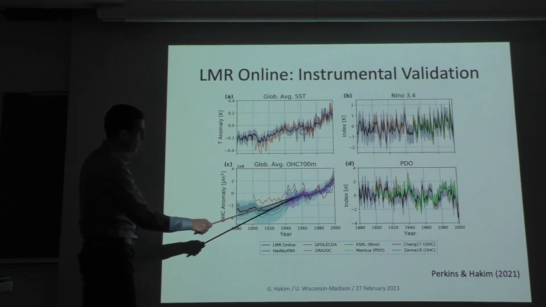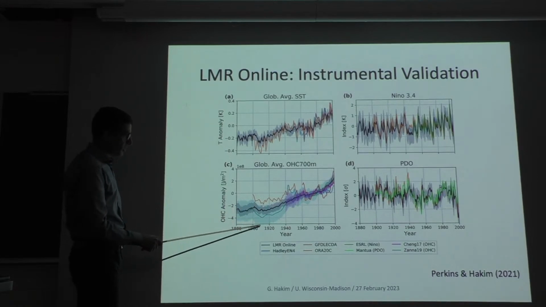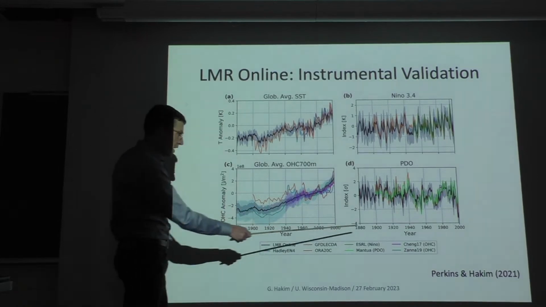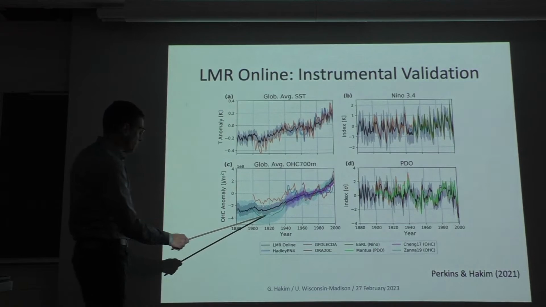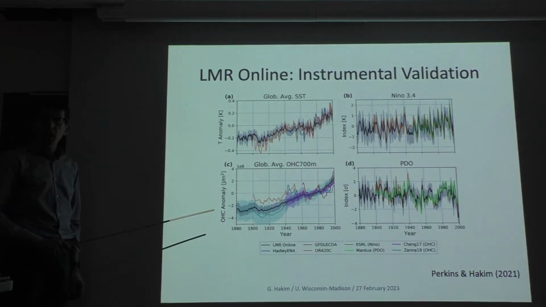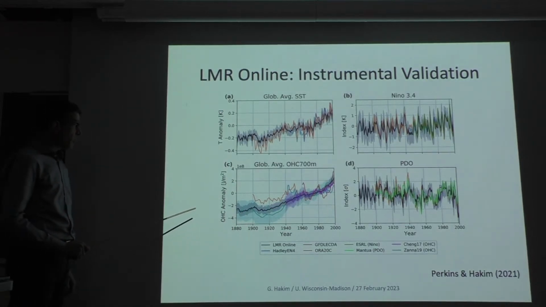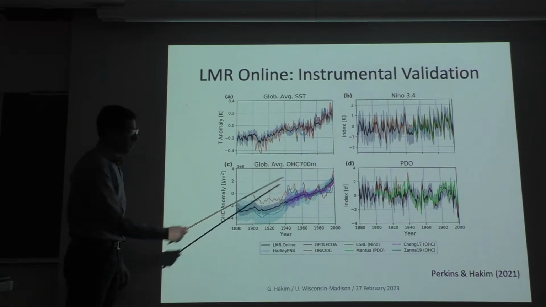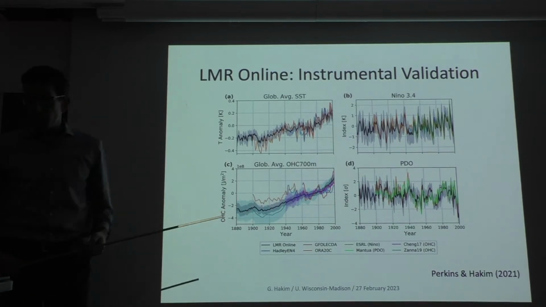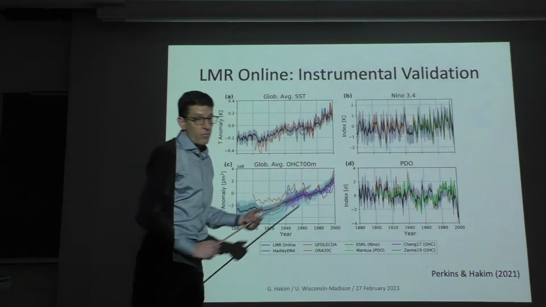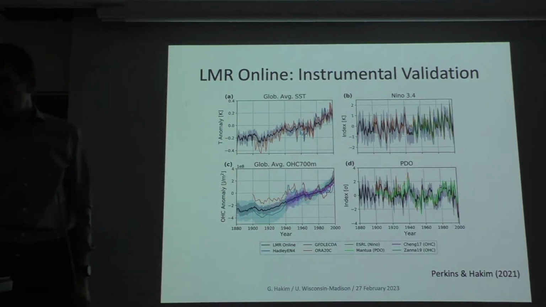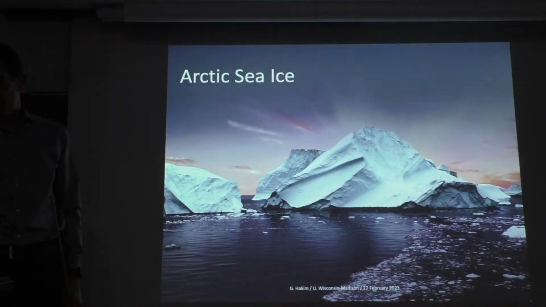So ocean heat content, this is really encouraging. This is Zanna et al., the blue curve, 2019, probably the best estimate we have right now over the last 100 years or so. And the Last Millennium Reanalysis is really similar to that. We also get very favorable comparisons for Nino 3.4 and even the PDO for that matter. Okay, Arctic sea ice.